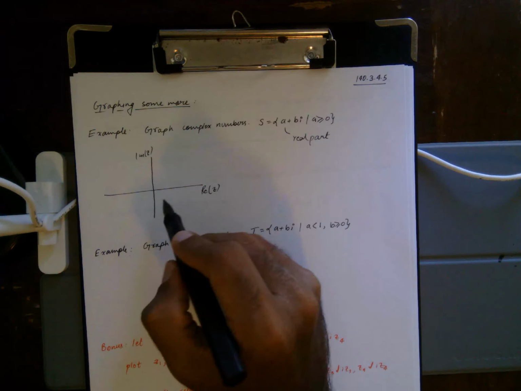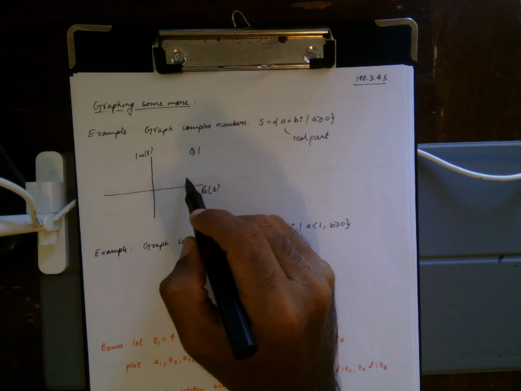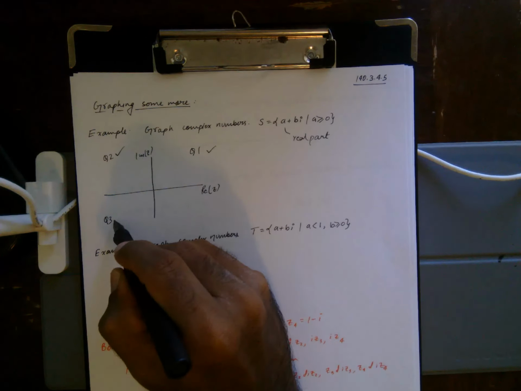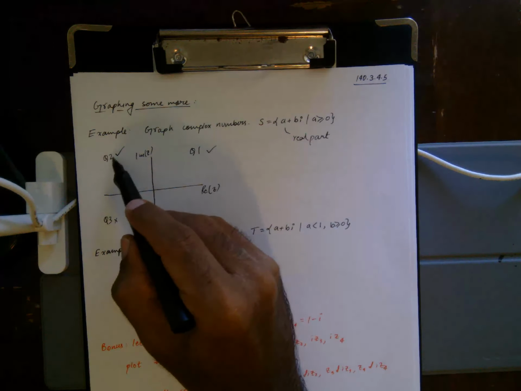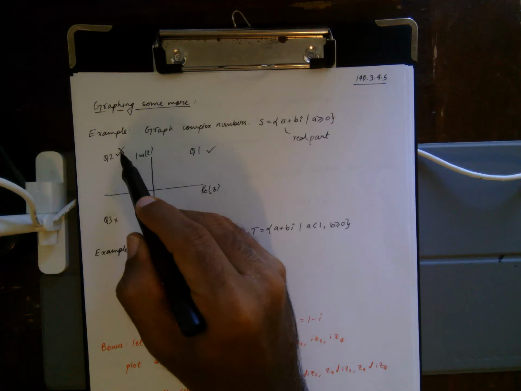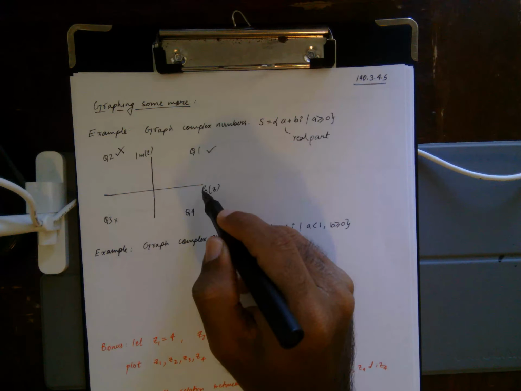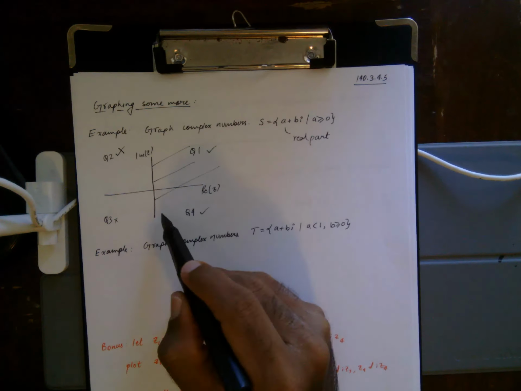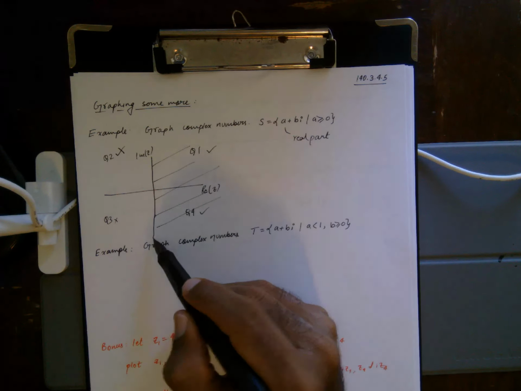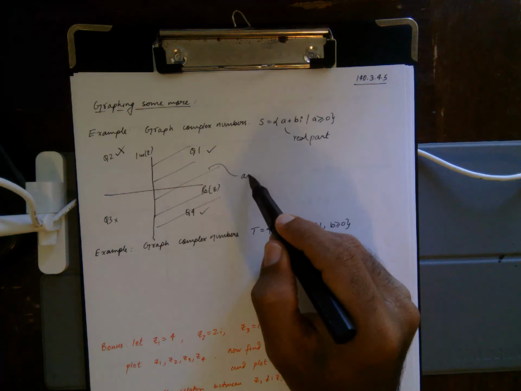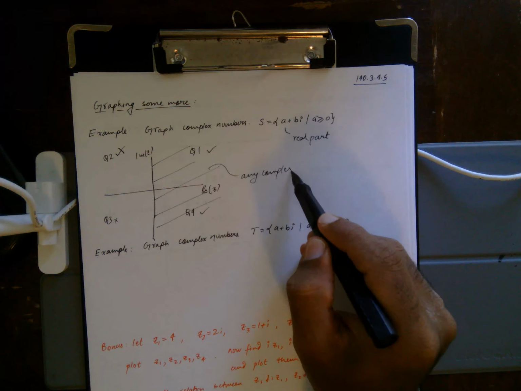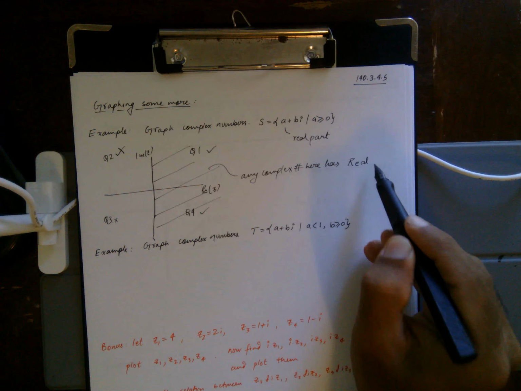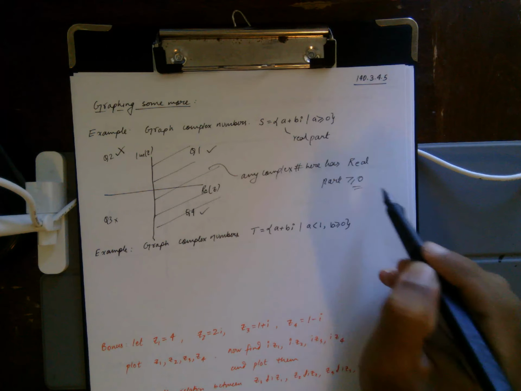If I am in quadrant 1, then the real part is positive. If I am in quadrant 2, the real part is positive. If I am in quadrant 3, the real part is negative. Oh, sorry, quadrant 2, the real part is also negative. And in quadrant 4, the real part is positive. So what this graph is going to be, instead of a shape, is an entire region. So any complex number here has real part positive or 0.